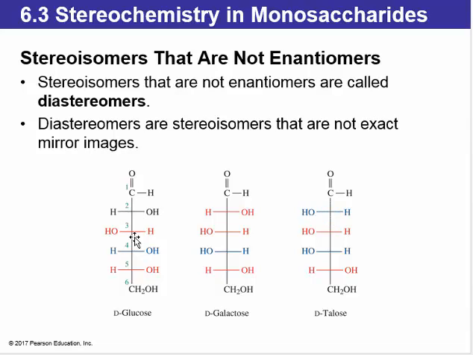So for every single chiral carbon in D-glucose, D-galactose, and D-talose, every chiral carbon has 1 hydrogen and 1 hydroxyl. The 1 carbon and the 6 carbon are exactly the same. What's different is how they are arranged in space. And so if they're not mirror images, they're called diastereomers.